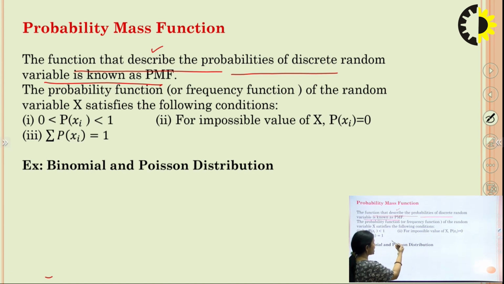And as we have discussed, any probability distribution or probability function satisfies three properties. The first one is that a particular probability will lie between 0 and 1. Always, for any impossible value, the probability will be 0, and the total probability will always be equal to 1. For example, some examples of probability mass functions are the binomial distribution and the Poisson distribution. You can find the video lectures on these two distributions.